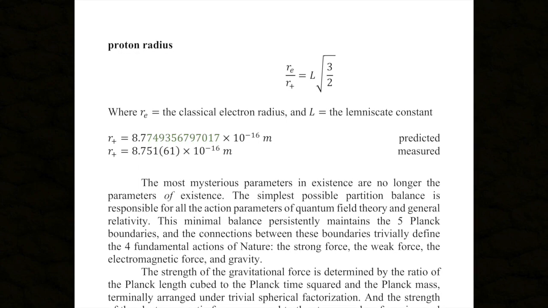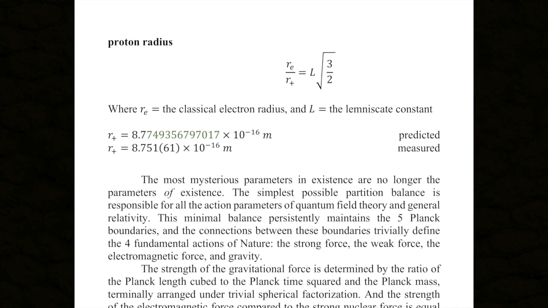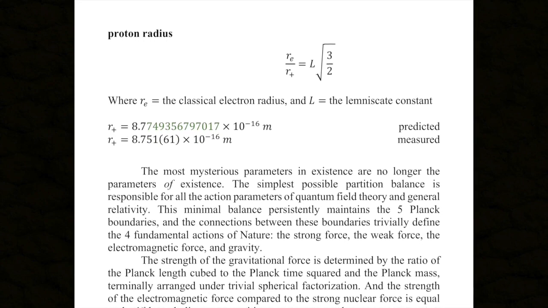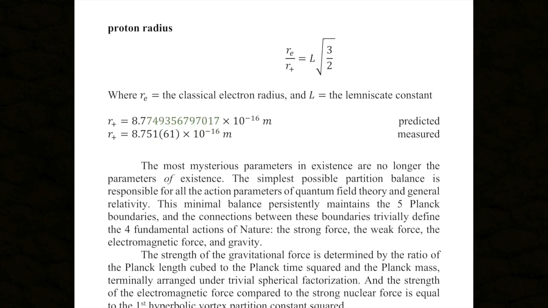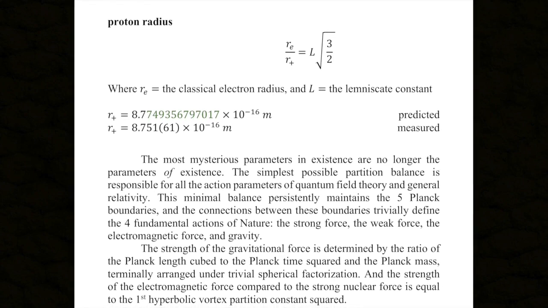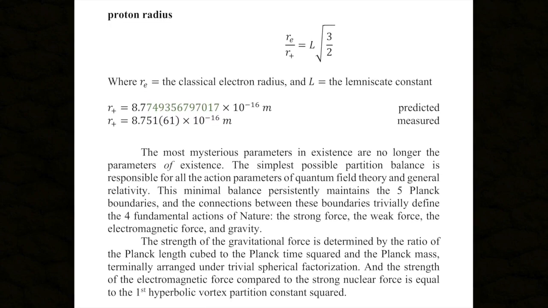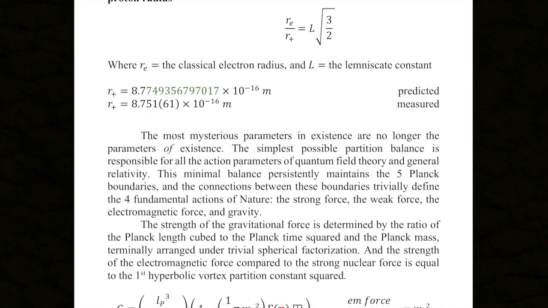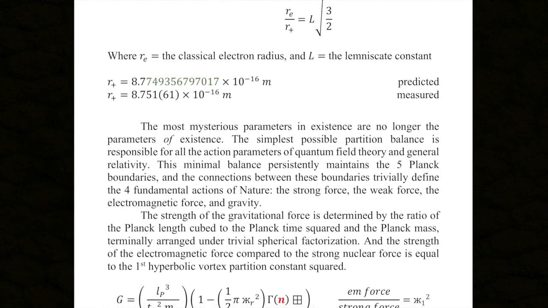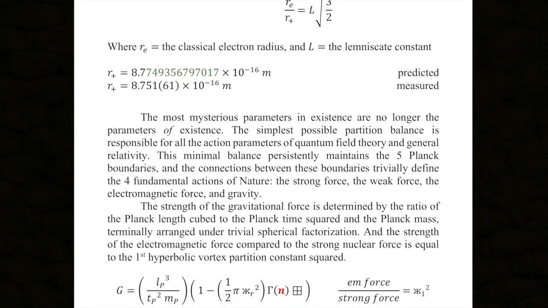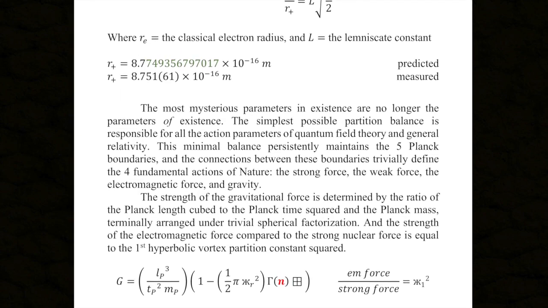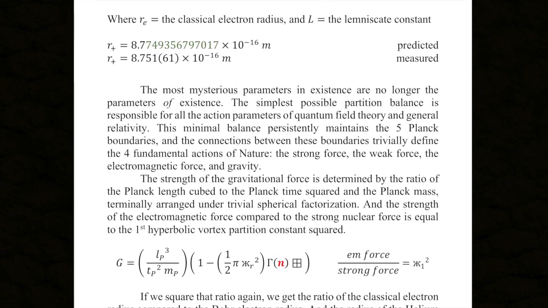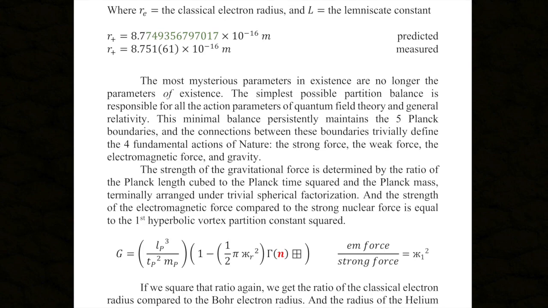The simplest possible partition balance is responsible for all the action parameters of quantum field theory and general relativity. This minimal balance persistently maintains the 5 Planck boundaries, and the connections between these boundaries trivially define the 4 fundamental actions of nature: the strong force, the weak force, the electromagnetic force, and gravity. Think about it. This construction not only picks the partition parameters of reality, but aligns them so that their interactions define the forces of nature.